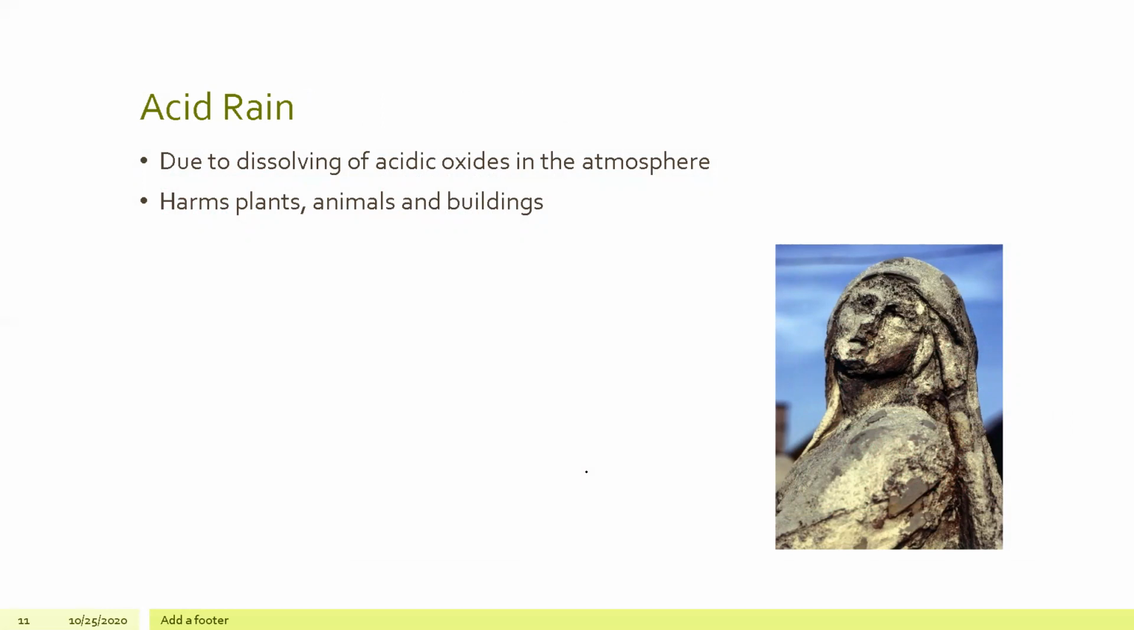Acid rain takes place due to the dissolving of acidic oxides in the atmosphere. So what are these oxides? We first have sulfur dioxide, which is formed due to volcanic activity and burning of fossil fuels. Then we have nitrogen oxide, which forms due to the extraction of metals, and carbon dioxide, which forms due to the formation of smoke. So we have SO2, we have NO2, and we have CO2, which are these harmful substances that are causing acid rain.